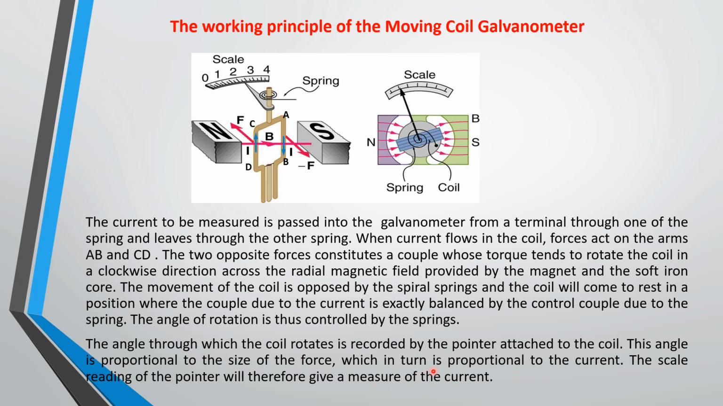So the measure of the current is equal to the force that is produced. Is that okay? It's equal to the force that is produced because the force is proportional to the current. So it is this pointer that will help you to detect the current that is produced. Alright, so how can you increase the efficiency of this particular instrument? That is the next thing that I want to discuss.